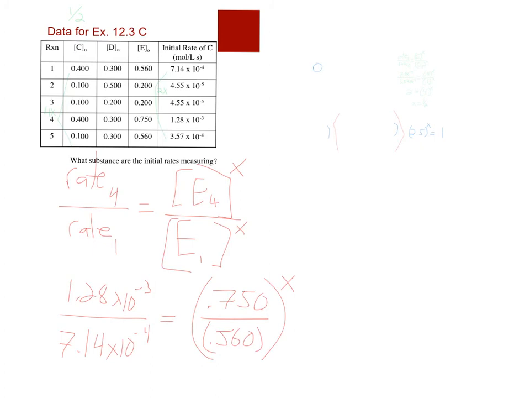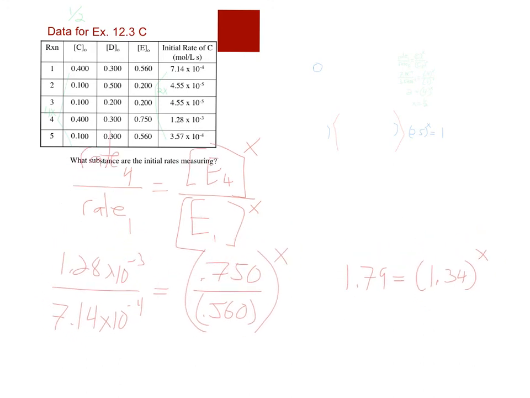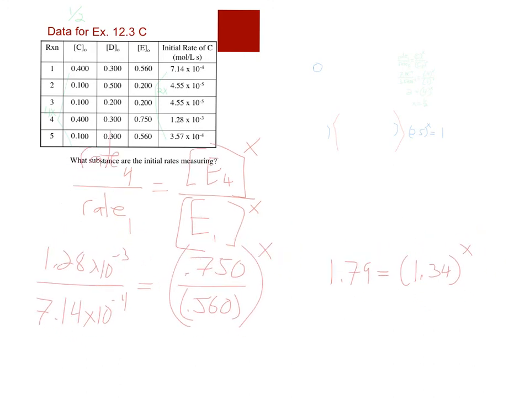And this is going to give me 1.79 equals 1.34 to the x power. So how in the world do we solve for that one? Because that doesn't simplify very simply. So what we need to do is to do a logarithm.